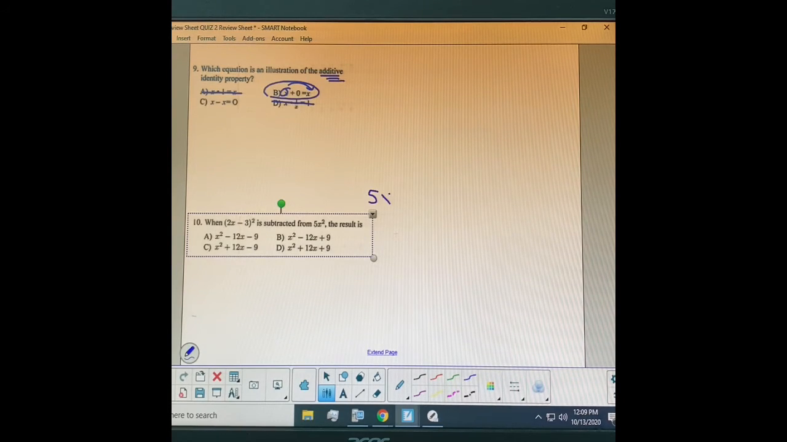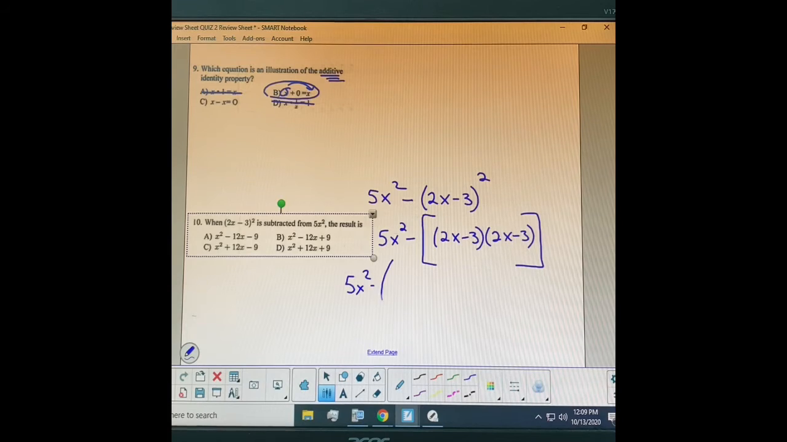We have to multiply 2x minus 3 by 2x minus 3 first. Once we multiply 2x minus 3 by 2x minus 3, then we're subtracting that from 5x squared. Don't forget to distribute your negative and then combine like terms.